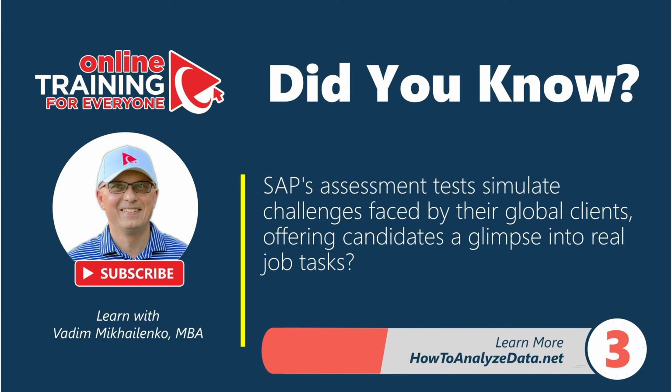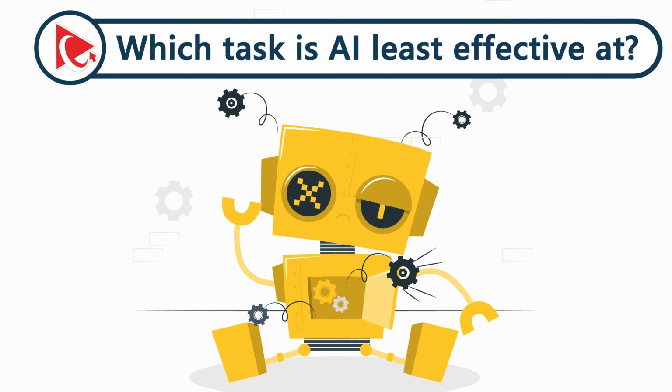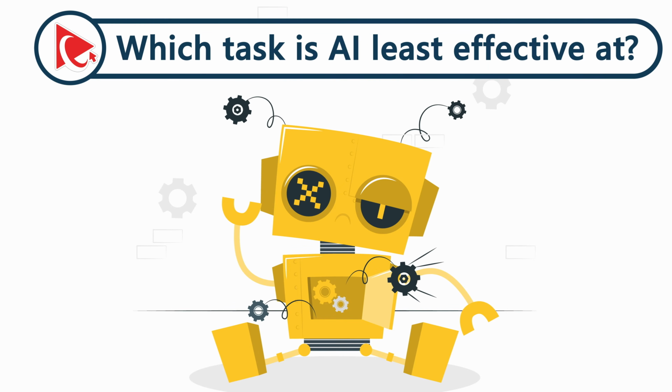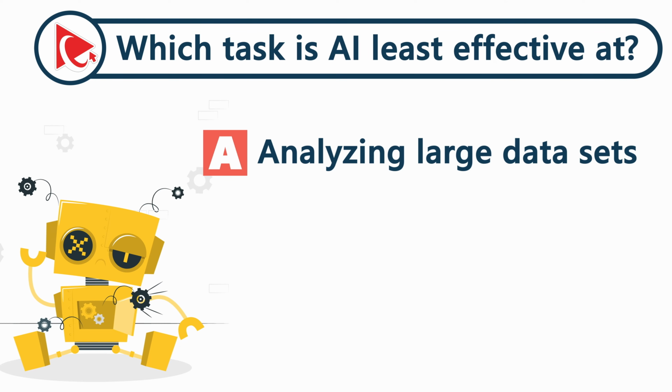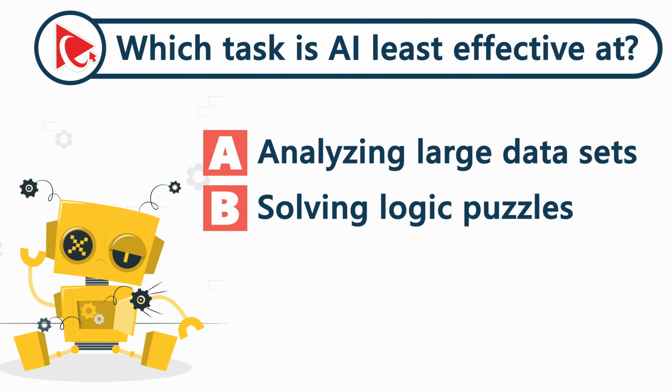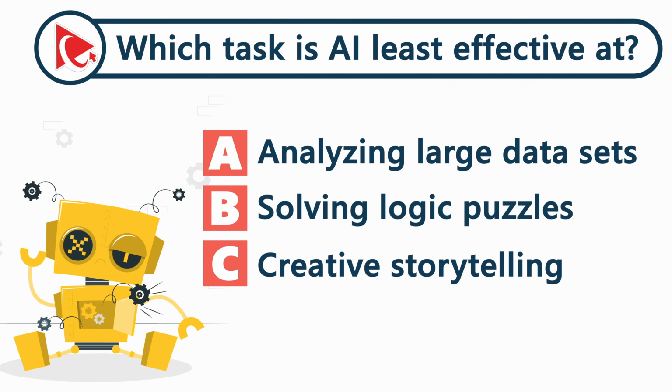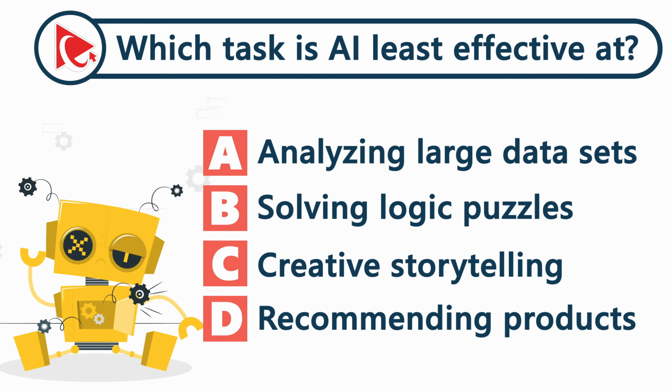In this question, you need to determine which task is AI least effective at. Take a moment to fully understand the question and carefully choose your answer as one out of 4 possible choices. Choice A, analyzing large data sets. Choice B, solving logic puzzles. Choice C, creative storytelling. And choice D, recommending products.